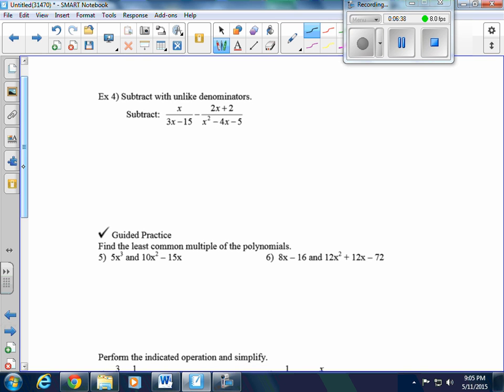All right, example 4. We're going to, again, subtract with unlike denominators. So once again, we have to always try to factor these. So I'm going to take out a 3. We're going to get x minus 5. In the second one, we're going to factor this. It's going to be x minus 5 and x plus 1. So we have to get a common denominator, and it's going to be 3 times x minus 5 times x plus 1.